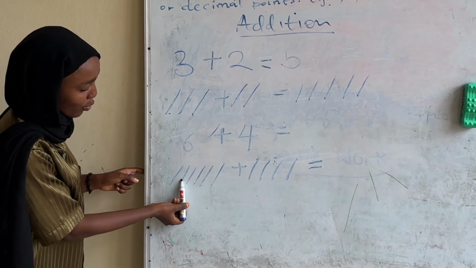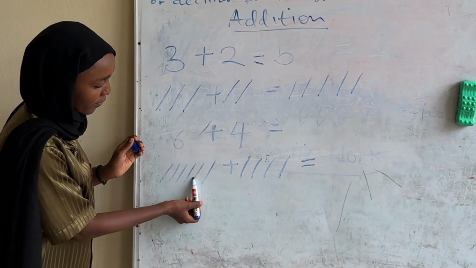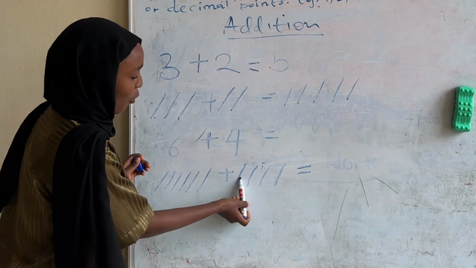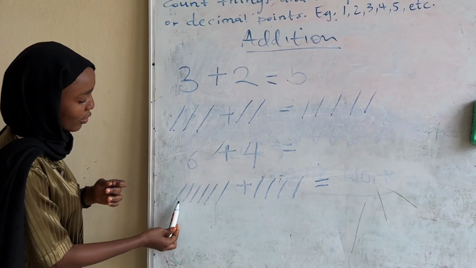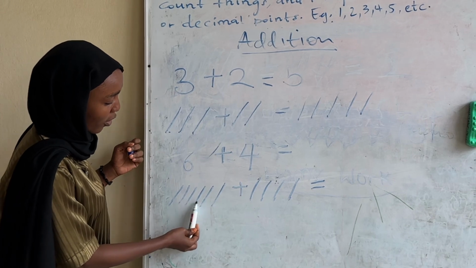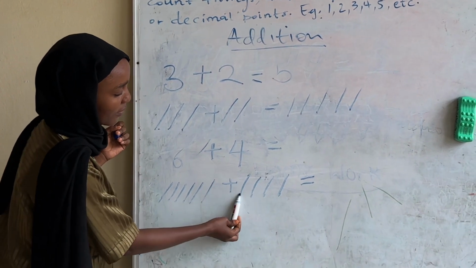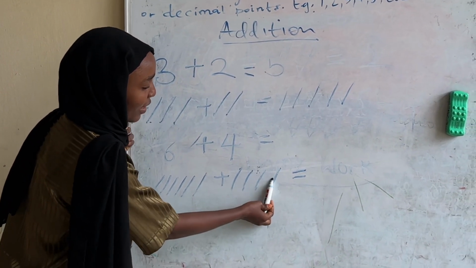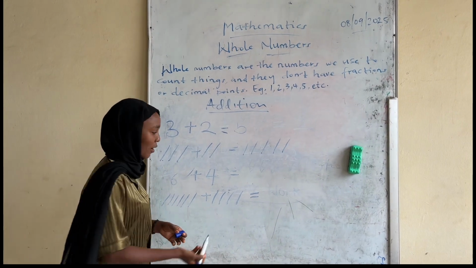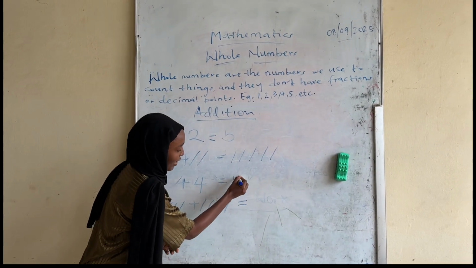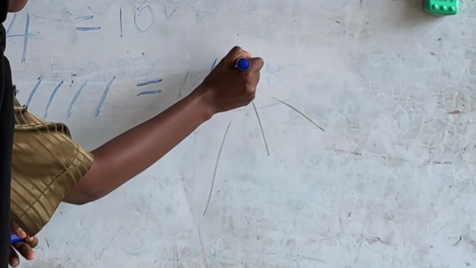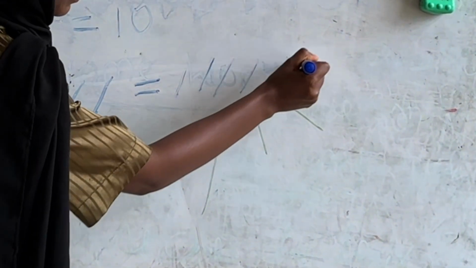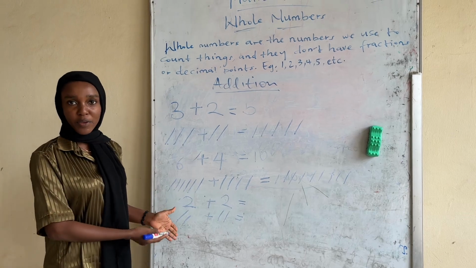1, 2, 3, 4, 5, 6 plus 1, 2, 3, 4. Count together. 1, 2, 3, 4, 5, 6, 7, 8, 9, 10. How many strokes do we have in total? 10. So we'll write 10 here and then we'll make 10 strokes at the end of this. Do you understand? So we have another example here.